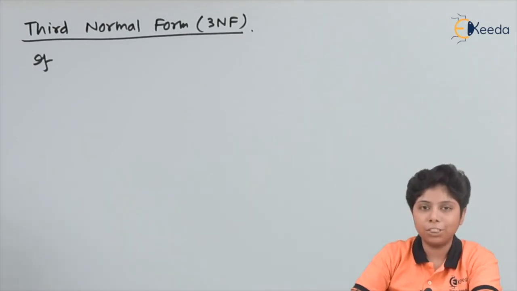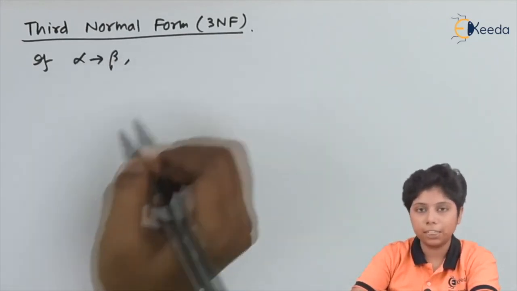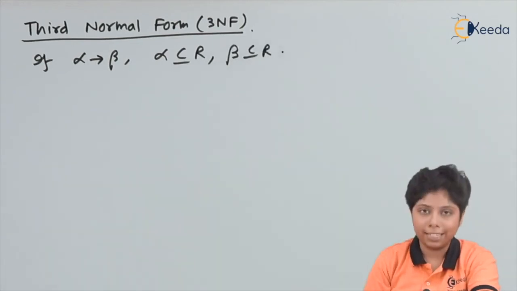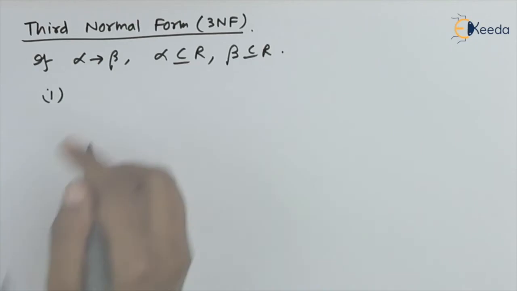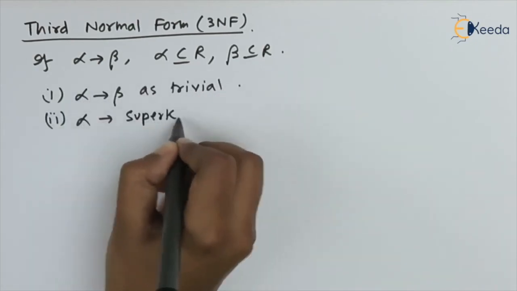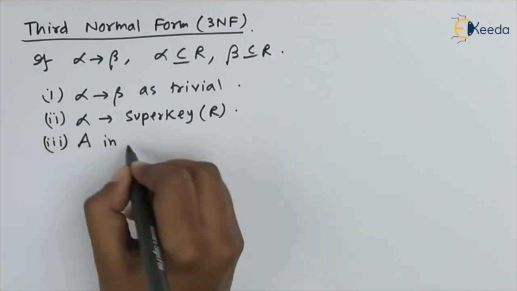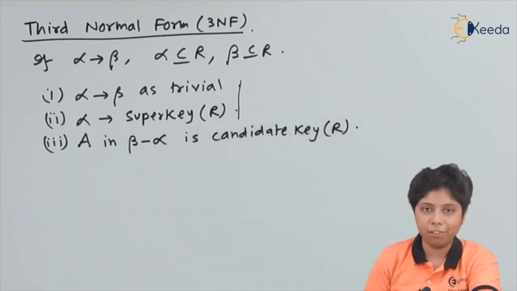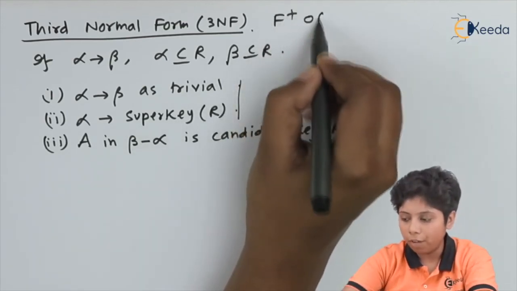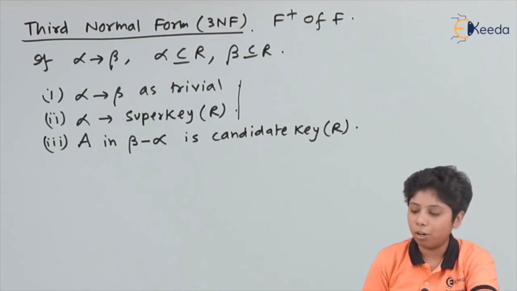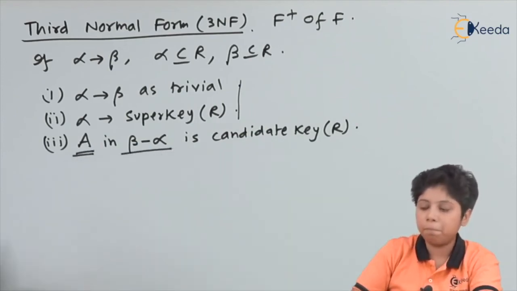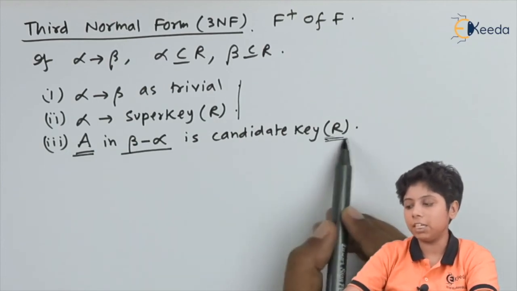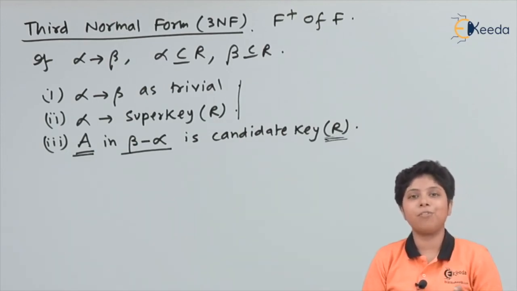So if there exists a functional dependency alpha defines beta in such a way that both alpha is a part of R and beta is a part of R, then if we can say, so now we have all the two conditions from BCNF, and the closure F plus of F is in third normal form if every attribute A in the beta minus alpha, that doesn't belong in alpha but belongs to beta, is a candidate key of relation R. That means we are actually preserving the functional dependencies.